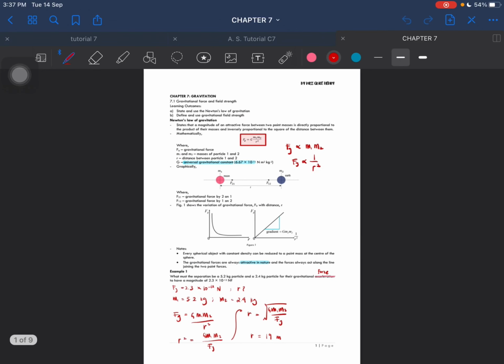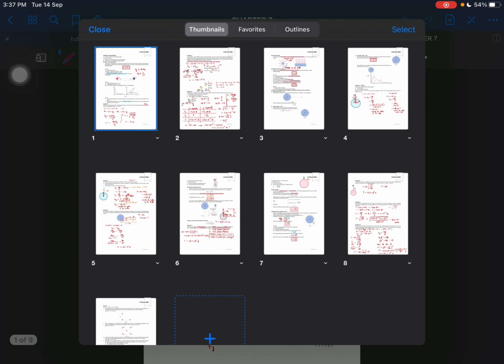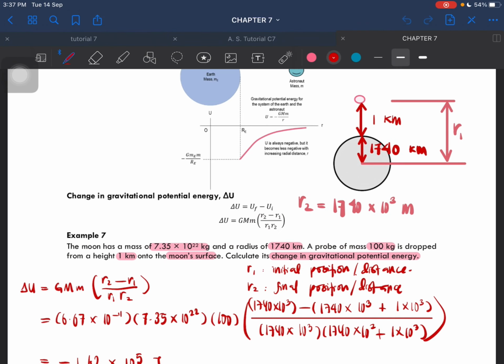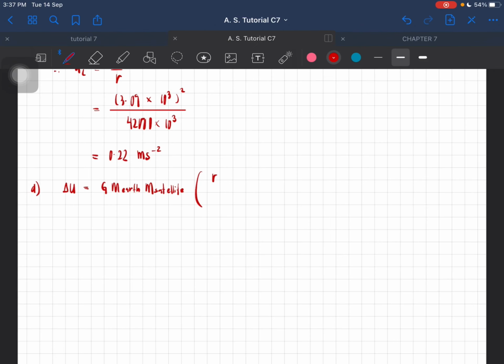Potential, this one, R2 minus R1. Okay, so R2 minus R1. This one is R1, R2. Okay, so we have R1, R2. If you don't know what R1 is, R1 is the initial distance, and then R2 is the final distance.